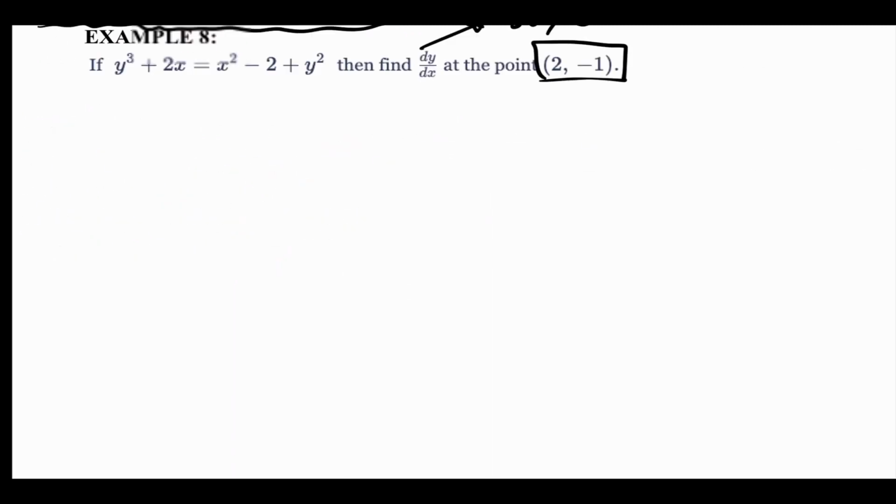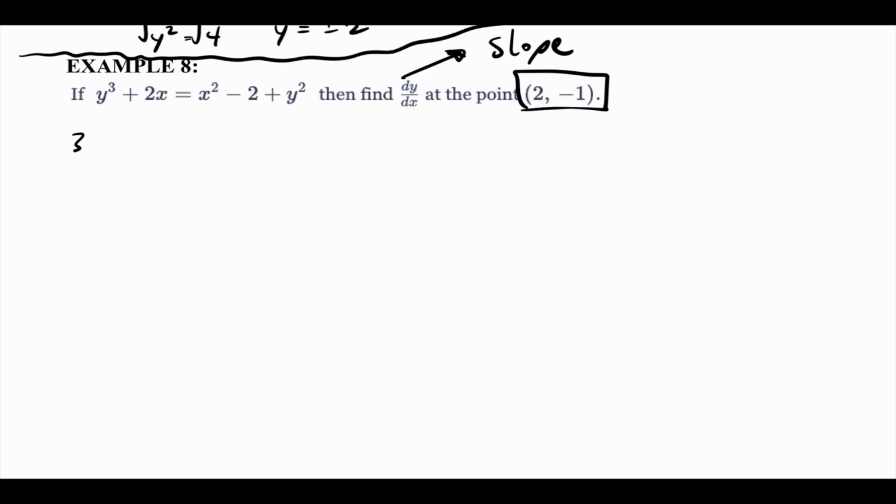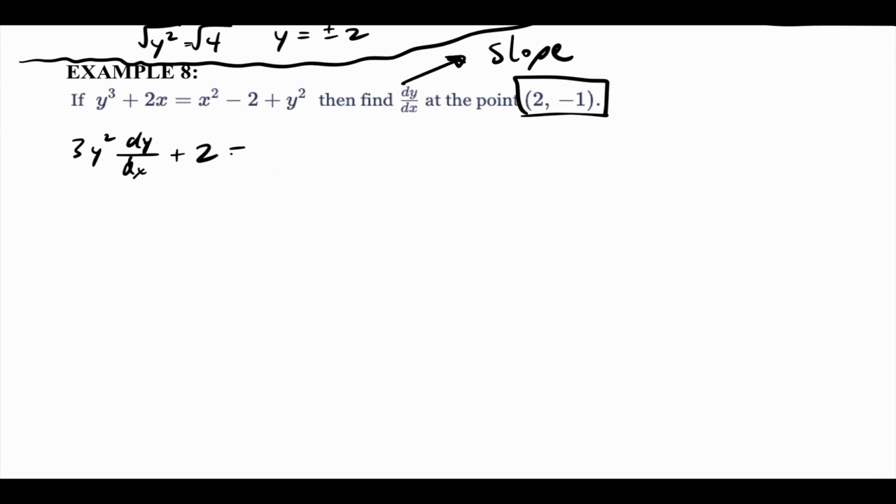So the derivative of y cubed is 3y squared dy over dx, plus the derivative of 2x, 2. The derivative of x squared, 2x. The derivative of negative 2, 0. The derivative of y squared, 2y dy over dx.